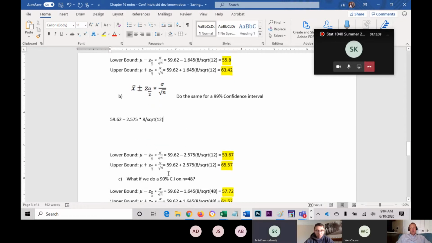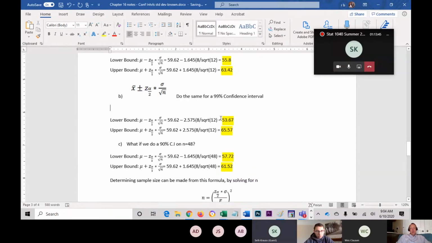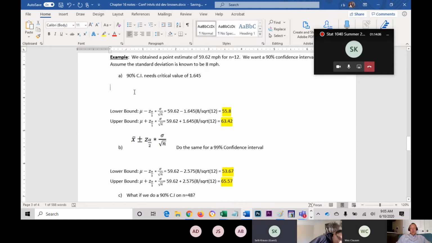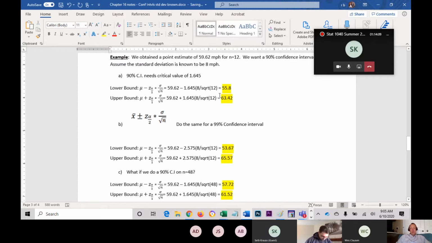And I did that below, so hopefully we got that all here. So I've got all this information here. So 53.67 to 65.57. Okay. If we did a 90% confidence interval and I changed my n to 48, so you can see here, let me back up before I answer that question. With the 90% confidence interval, you can see we got 55.8 to 63.4. With the 99% confidence interval, you can see the lower bound's smaller, the upper bound is bigger.